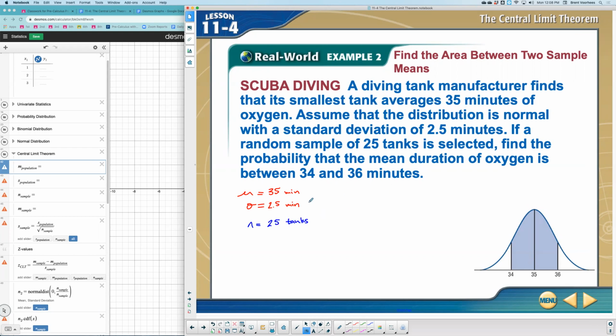And we want to know the probability that the duration of oxygen is between 34 and 36 minutes. So we want to know what's the probability that X bar is somewhere between 34 and 36. That's what we're really trying to solve for here, is this probability. Okay, so let's start here. We're gonna have to have two Z values, as you can see here.